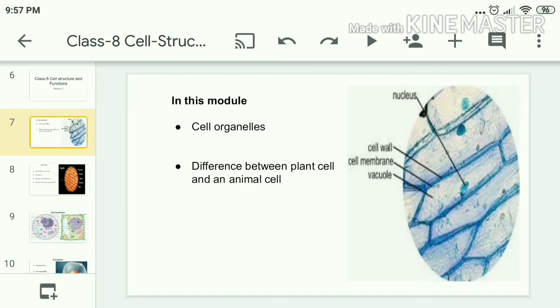The cell organelles are cell membrane, cell wall, cytoplasm, nucleus. All these we are going to discuss, and at the same time we will discuss what the difference is between a plant cell and an animal cell.